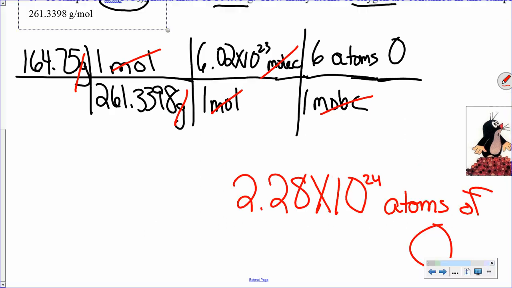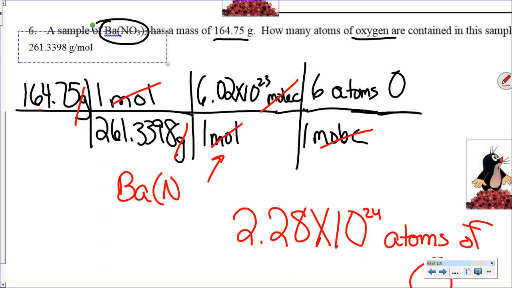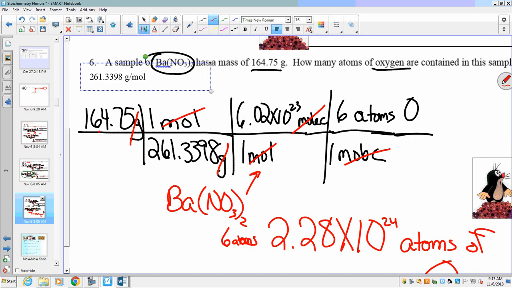So for this problem, you should have gotten 2.28 times 10 to the 24th atoms of oxygen. So we started with the grams and did the mole conversion first. We then take moles into molecules in this step. And then looking back at our formula for barium nitrate, we're looking at 6 oxygen atoms in each molecule. So once you do your calculation, you should get 2.28 times 10 to the 24th. I'm going to be working on these a little bit more in class as we move forward.